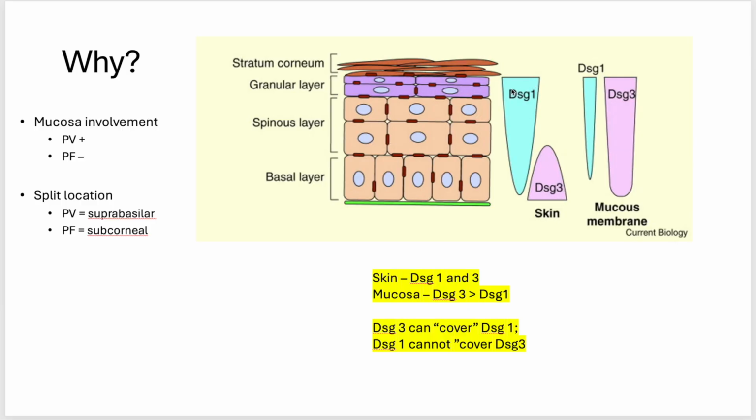The DSG1 lives in the upper epidermis, so that is where the split happens. It is the subcorneal separation. But here is the key. The mucosal membrane has very minimal DSG1 with a super strong DSG3. If there is diminished DSG1, there is still abundant DSG3 to compensate in the mucosal membrane. That is the reason you'll see the mucosa stays intact, right?